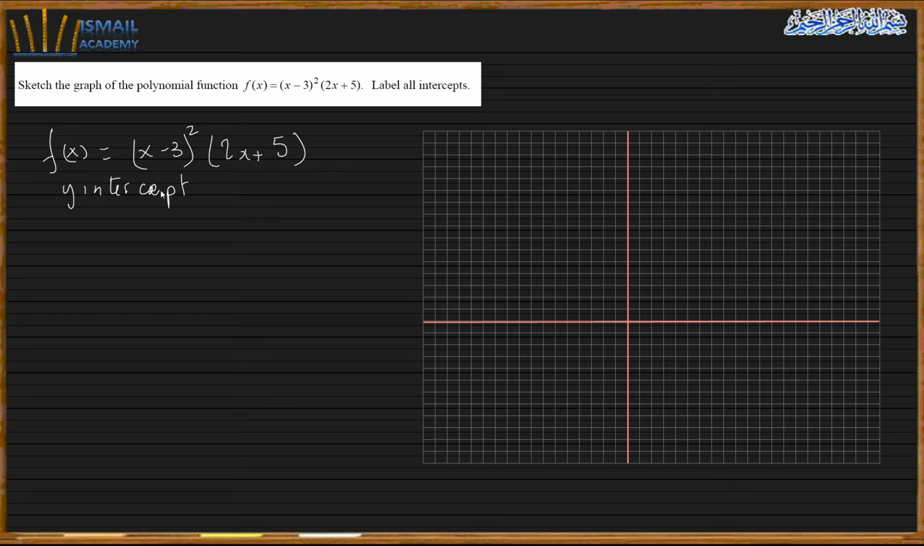I will make x equal 0 to get the y-intercept. So when we try to find the y-intercept, you make x equal 0. When x equals 0, f(0) will be (−3)² times (0 + 5), which is 5. So this is going to be 9 times 5, which is 45. So this is going to be my y-intercept. And for my x-intercept, I just make this equation equal 0.